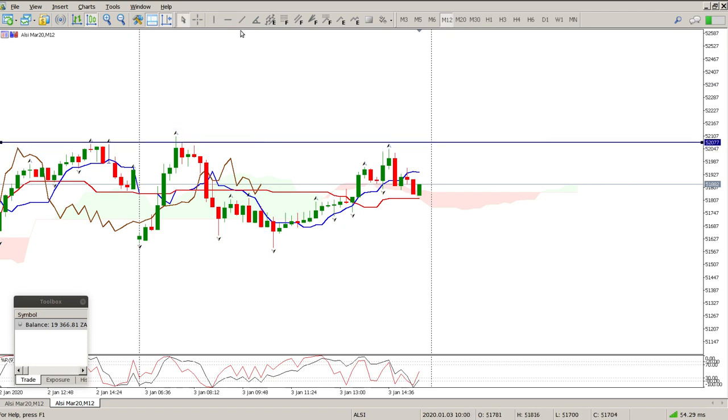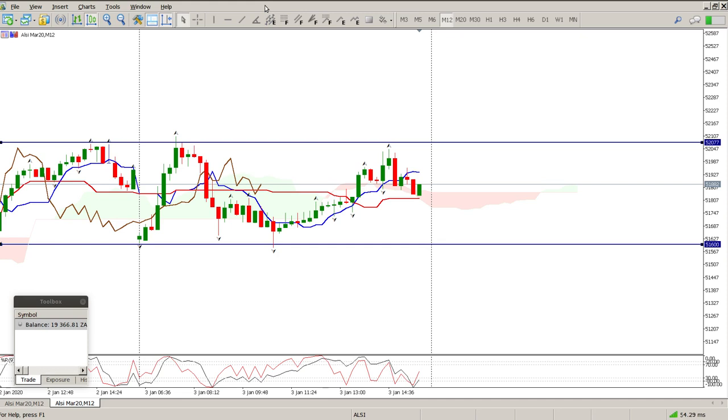So get your range in, there's your range, draw it in. That's what you're looking for. You're looking for a break up above 52,077 or break below 51,600. That is the top and bottom of the range, so that's what you're looking for.